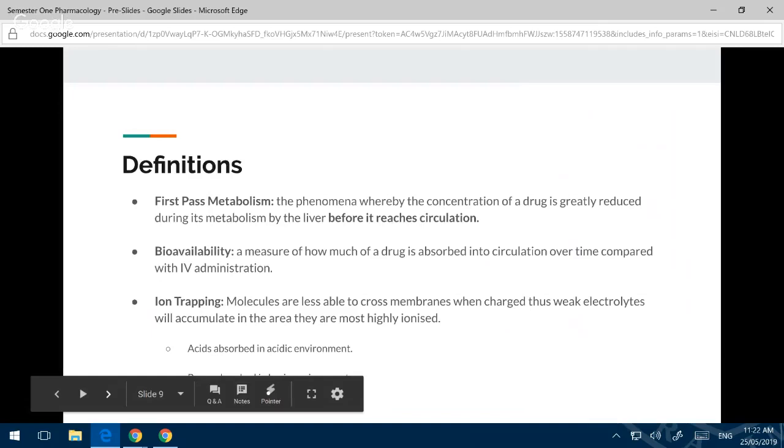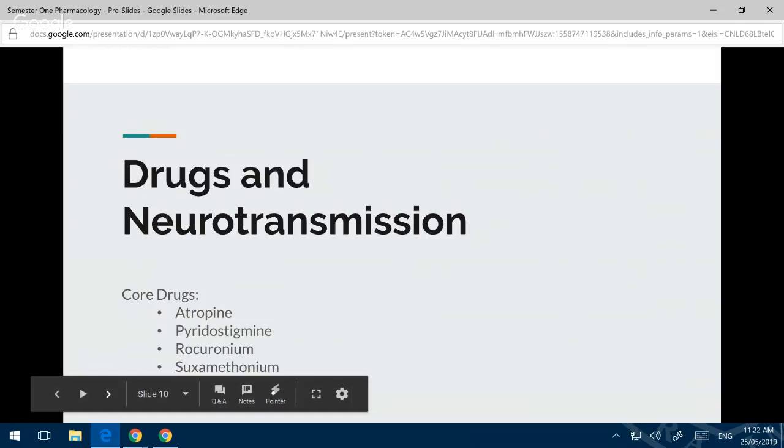So looking now at one of the core concepts, drugs and neurotransmission. And these are the drugs that I'd highly recommend you know. Some of them were tested last year in the exam. So atropine, pyridostigmine, rocuronium, and succinylcholine.